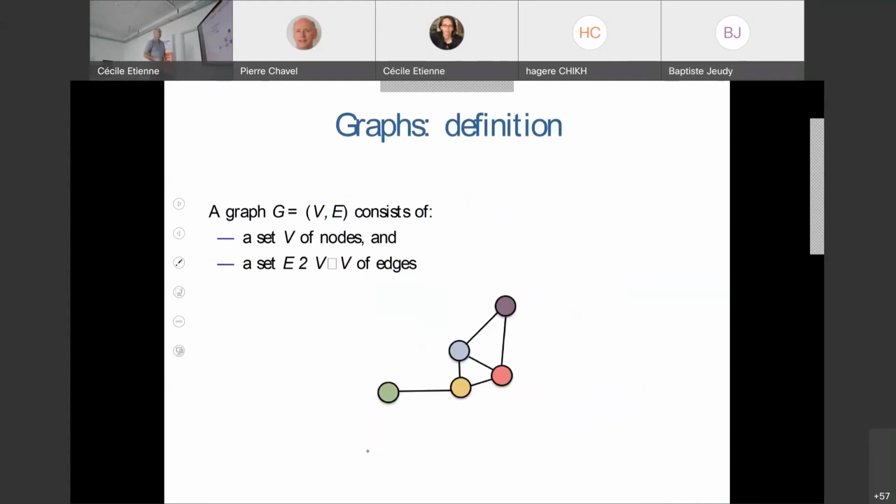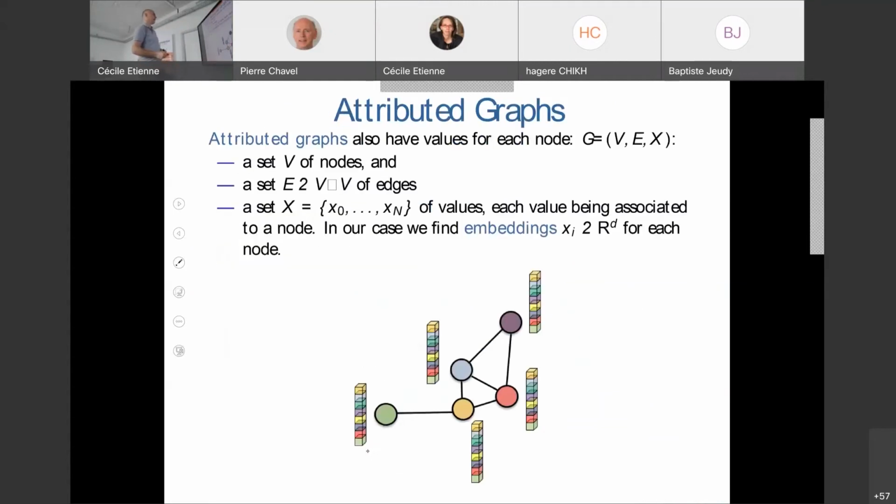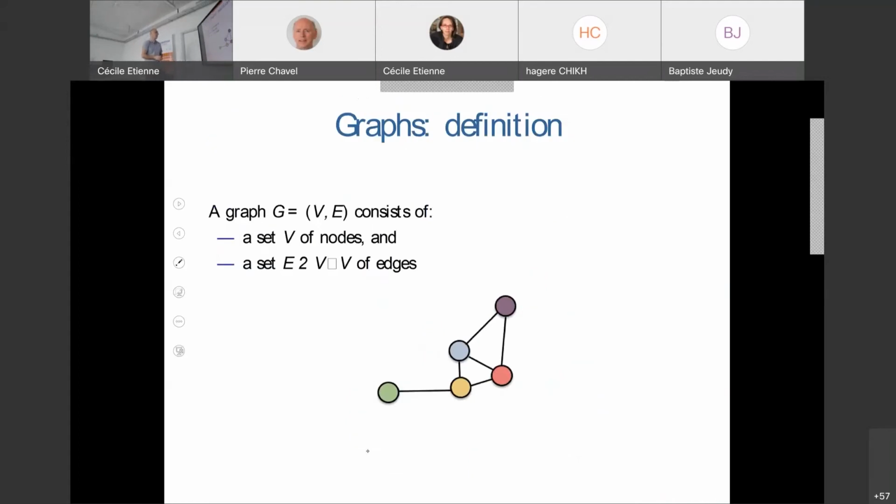So what is a graph? Oh my God, I'm sorry, my equations are a little bit messed up here. So a graph consists of a set of vertices and a set of edges.